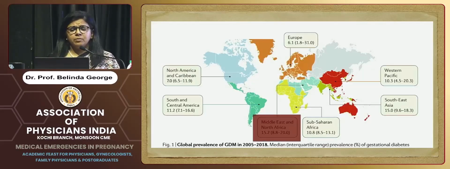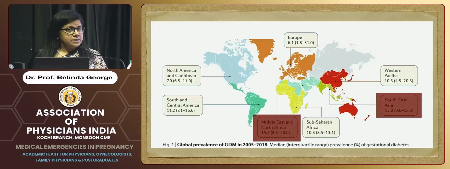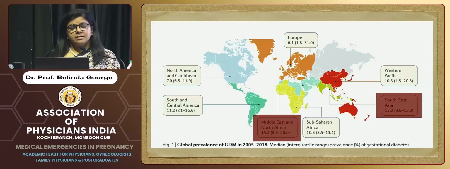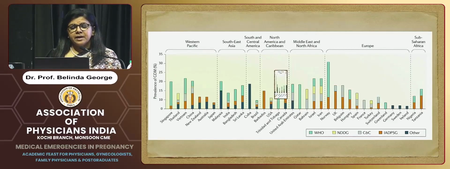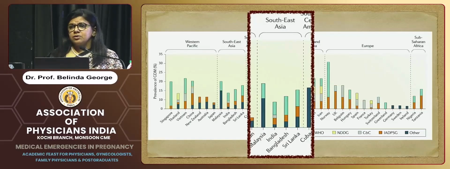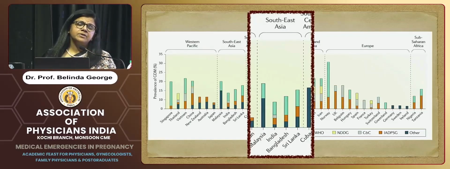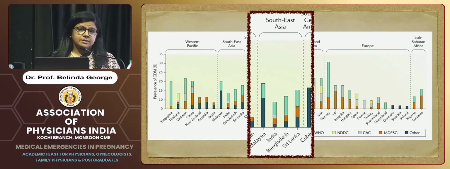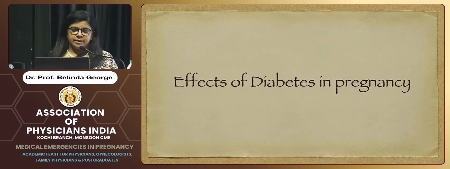If you look at the global data, you will see that Southeast Asia is among the top with regards to incidence of gestational diabetes. And in Southeast Asia, India is not behind at all. On an average, around 15% is the prevalence of gestational diabetes in India, which is very high. And in India, South India, of course, has the maximum prevalence of gestational diabetes.